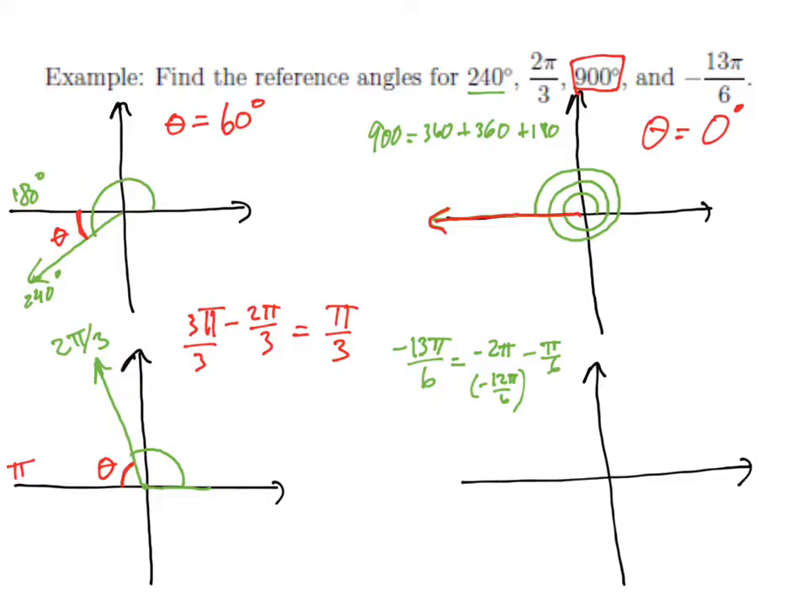And then lastly, negative 13 pi over 6. Well, that's one time around the circle, but because the angle is negative, we're going in the clockwise direction. So this would be negative 2 pi, or negative 12 pi over 6, and then a little bit more to get us that extra pi over 6. So there's the original angle. Now the reference angle is just going to be right here. So that distance right there, theta, is going to equal pi over 6. And again, remember, reference angles are always positive.